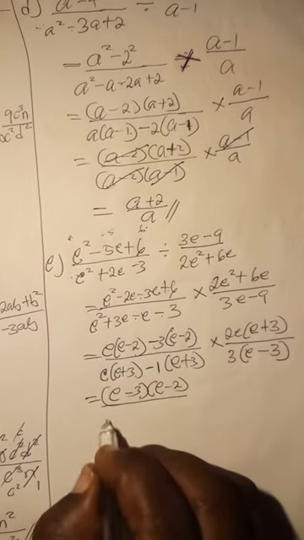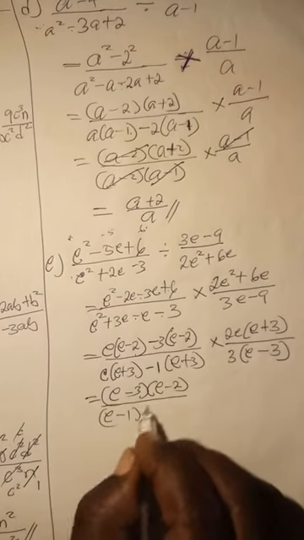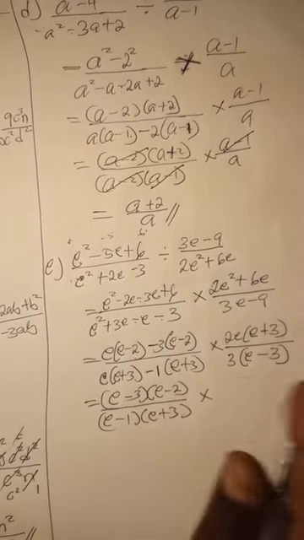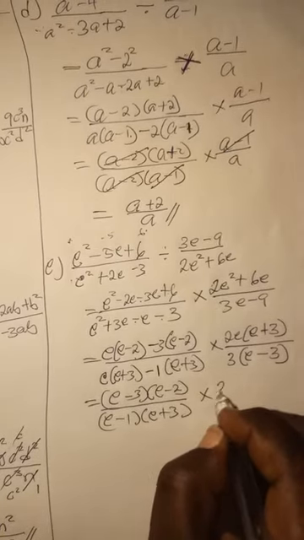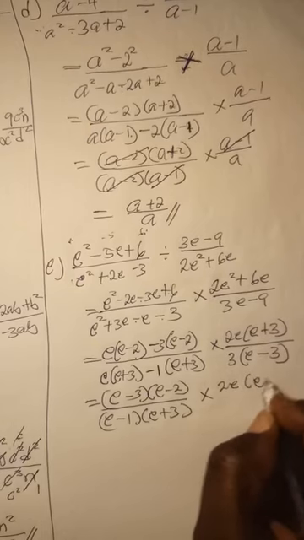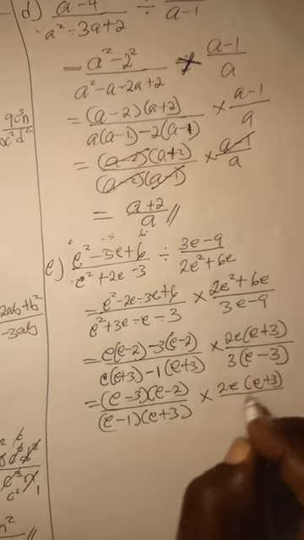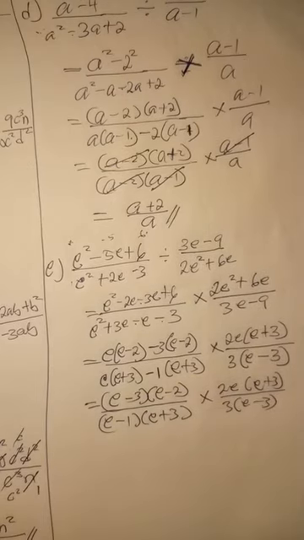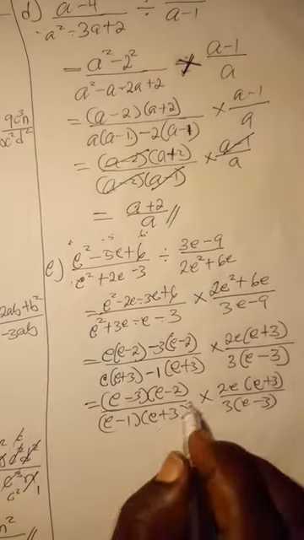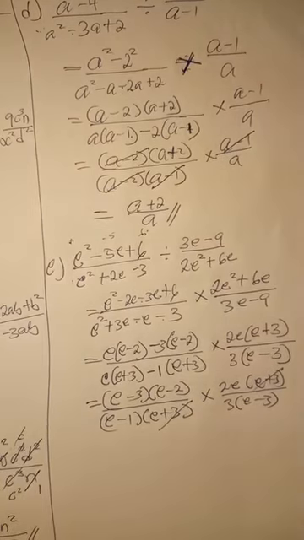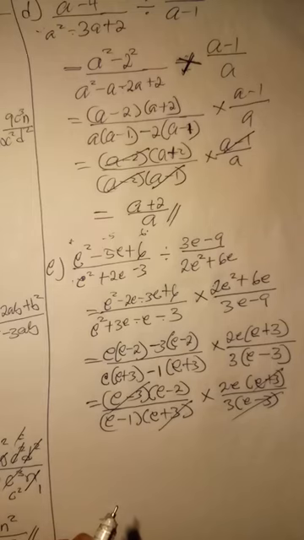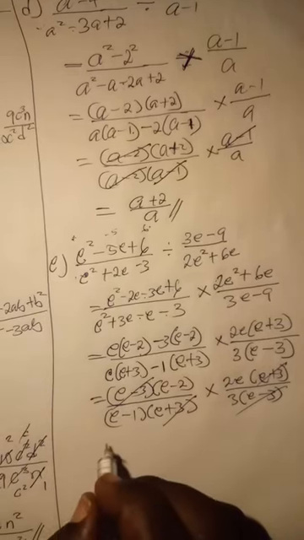Everything divided by e minus 1, e plus 3, times 2e bracket e plus 3 bracket e minus 3. I'm done with the factorization. Now the next thing is to look out for factors that can cancel out. This will go off for this clearly. E minus 3 gone. Nothing more. Anything else? No. So I have my final answer.